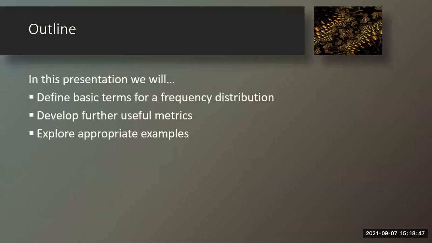Bit of an outline. We're going to develop some basic terms for a frequency distribution. We will develop further useful metrics, and we will explore appropriate examples. A word about that word metrics, by the way. A metric is just a way to measure data. A common example is an average or a mean. There are others out there, and we'll spend a lot of time talking about them.